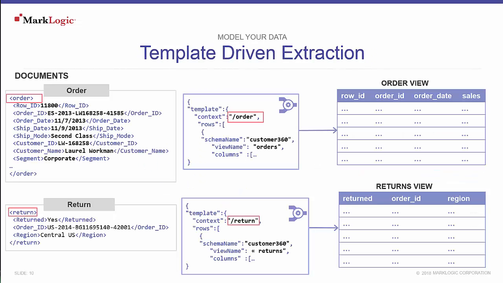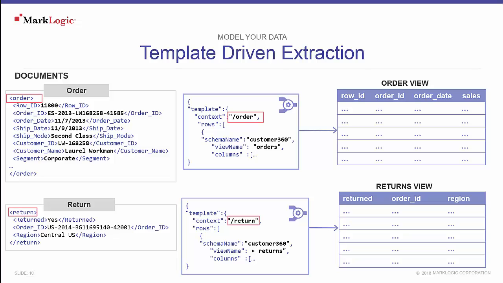To connect to this dataset via ODBC, we will need to create three views, an orders view, a people view, and a returns view. Template-driven extraction, or TDE, will help us create these views. First, we will need to identify the parts of our documents' data that we want to expose as SQL views. Next, for each view, we will create a template that specifies what that view looks like and save it to our database. A template is a document, XML or JSON, that declares how a view is to be populated.